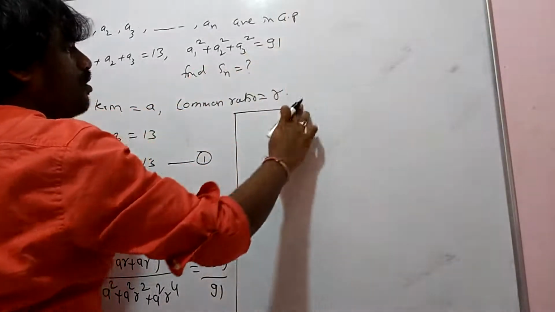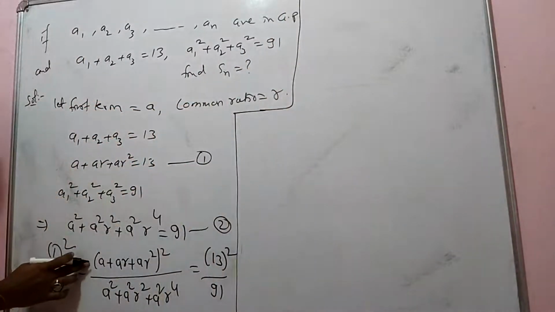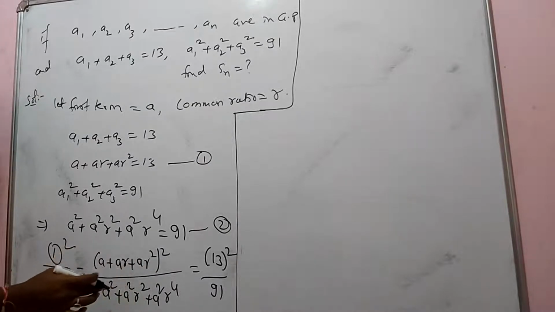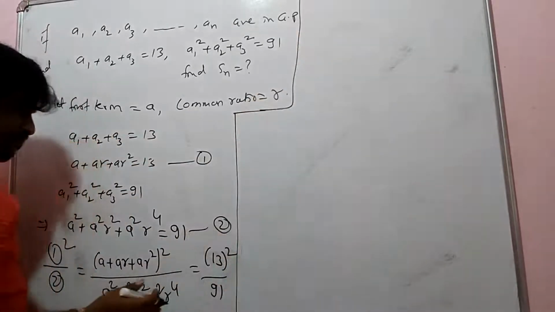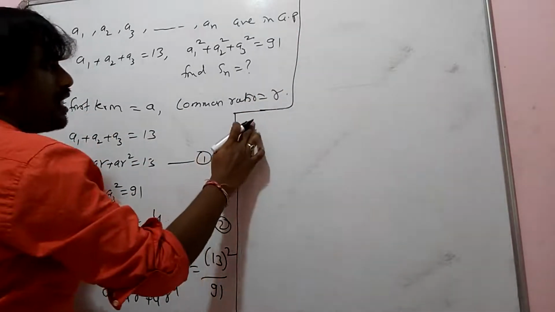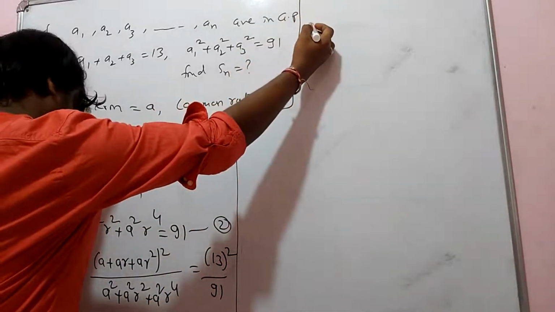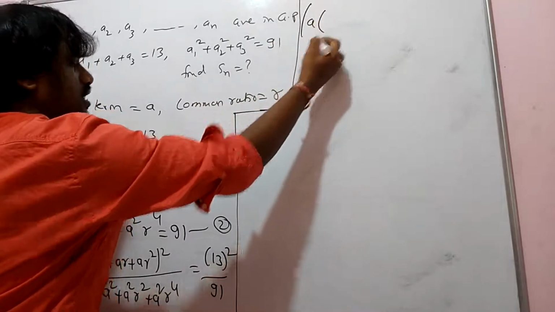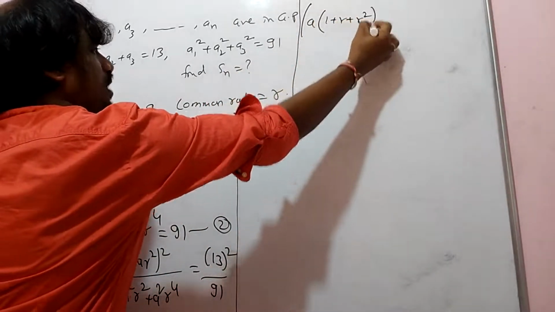Fine. Now whatever I see here, I can write here. Take a common inside. Yes, students, take a common inside. So what I'm going to get here is a common inside, and then I'm going to get 1 plus r squared.